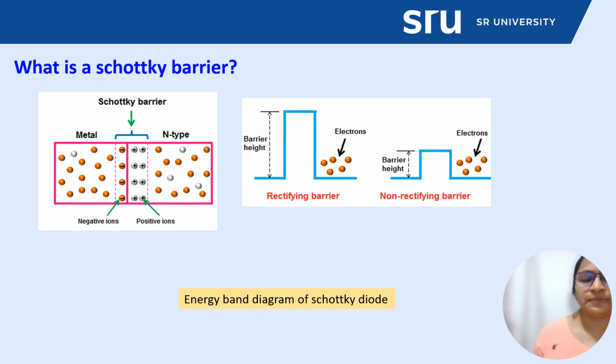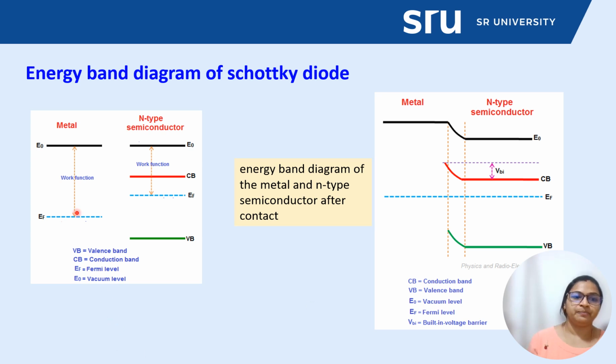Now it is very curious to know what the difference is in the energy band of the Schottky diode compared to a normal diode or others. What is the main effect of this metallic contact with the semiconductor? We know that for the metal this is defined as the work function, and for the semiconductor, in particular for n-type, the work function is defined as the Fermi energy to the zero level.